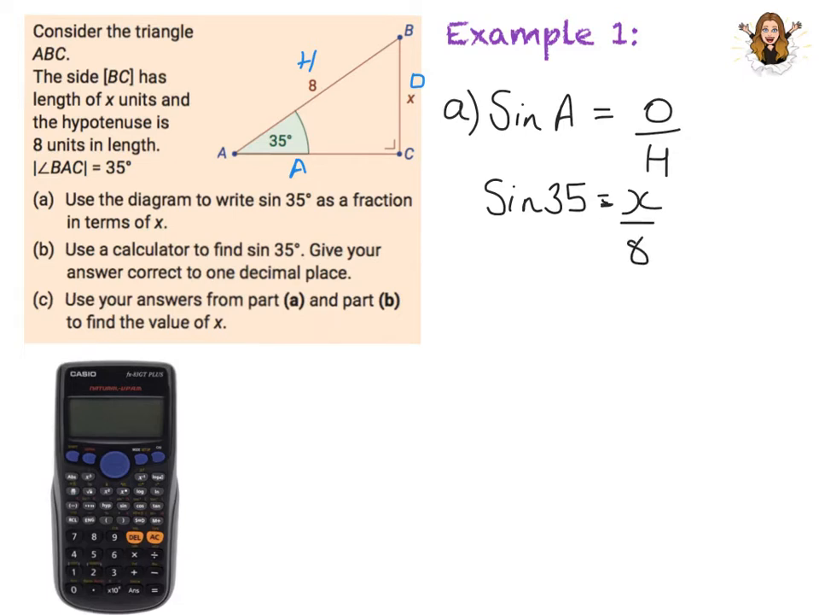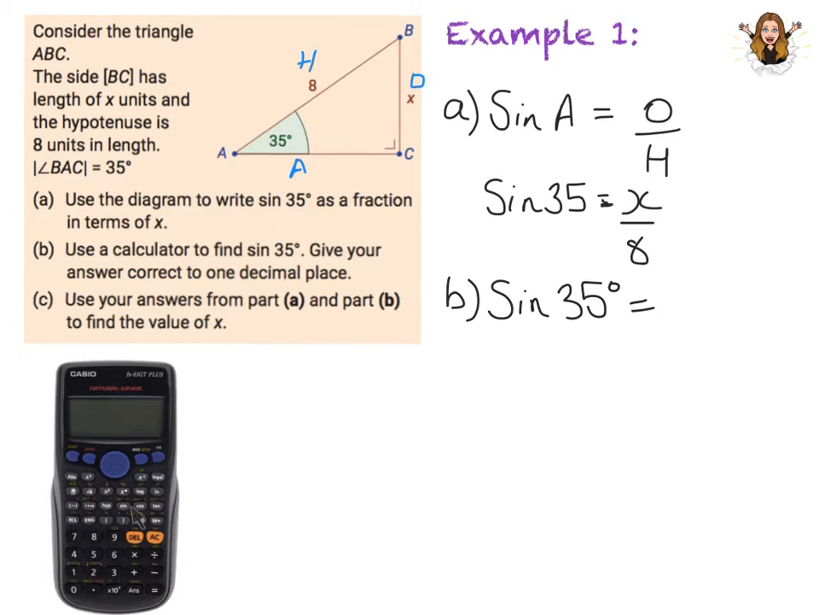And that's part A done. Now if we look at part B, it says use a calculator to find sine 35. And this is exactly like one of the learning checks from the last video. So for part B, it's very straightforward. We need our calculator and it's simple calculator work. So sine 35. What does that equal?